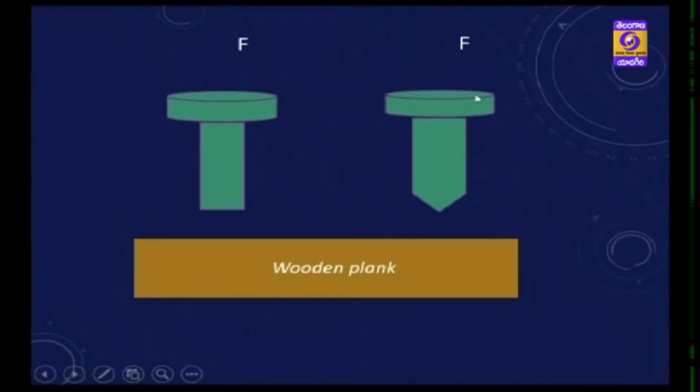So here two nails are given. One is with a flat end, one is with a sharp end. On both nails I am applying equal force. When the force is applied on this nail, the force is distributed. The force travels along this nail and is exerted on this surface, which has more surface area. The surface area is greater here, so the force is distributed. That's why the effect of force is less.